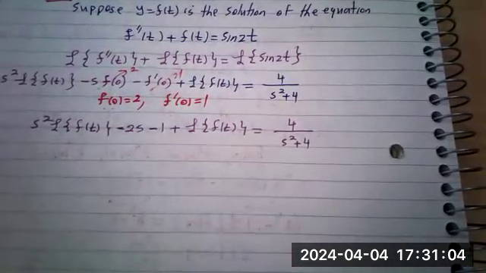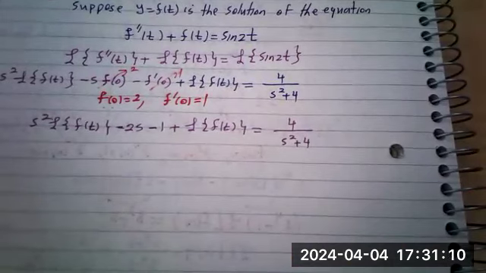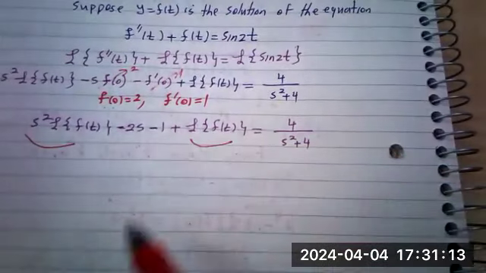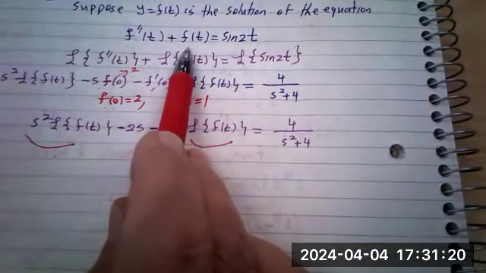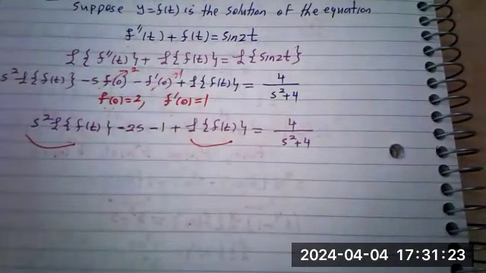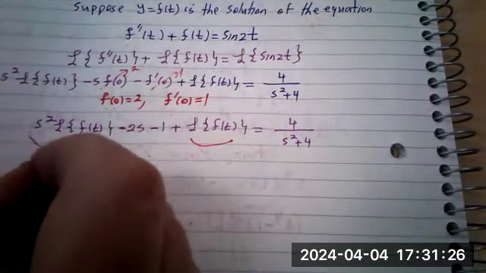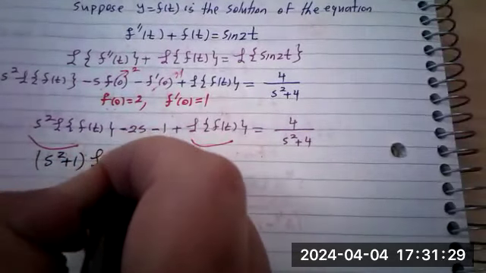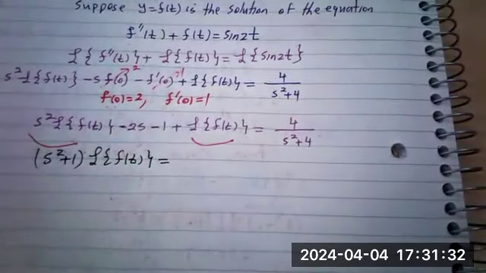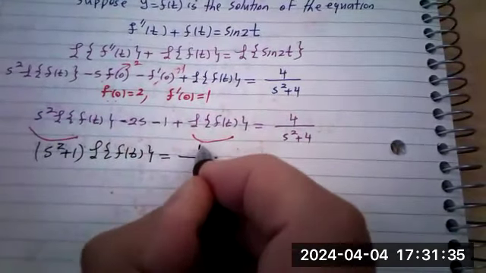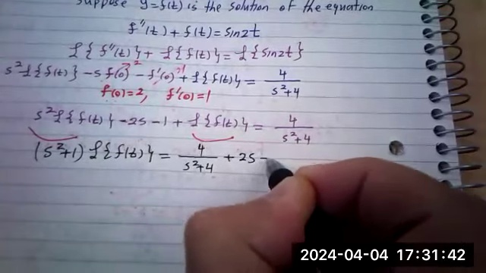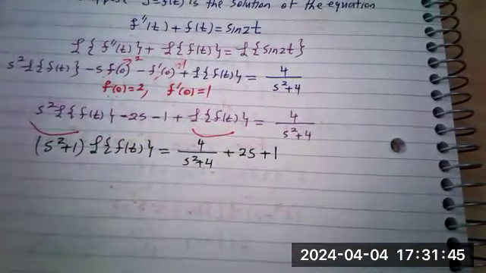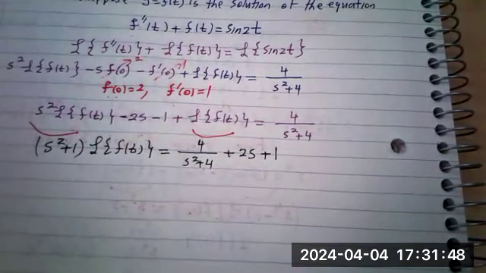Okay, we carefully substitute. You get that factor L of f of t to create that characteristic equation as a coefficient. If you factor it, you get s squared plus 1, which is consistent with the characteristic equation of the homogeneous part. So that would be s squared plus 1, Laplace of f of t, and you move everything to the other side. So you're going to have a 4 over s squared plus 4, and this is going to be plus 2s plus 1. Now you have to divide by s squared plus 1.